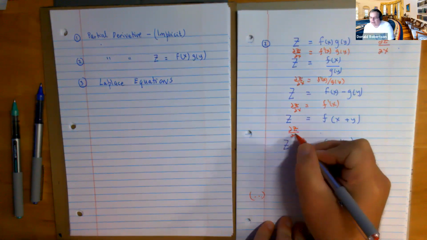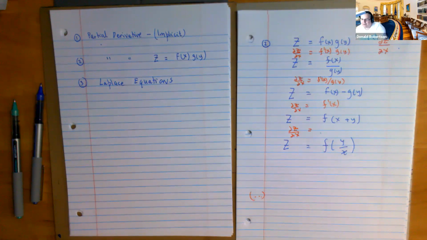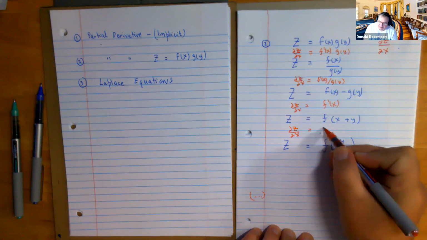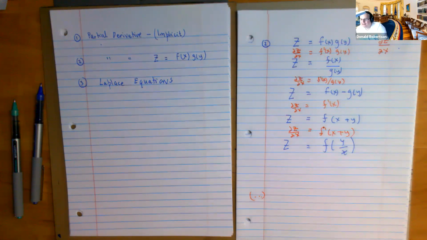Oh, this one might get you thinking. f of x add y. Partial derivative with respect to x. It's almost not an answer at all. It's just f dashed of x add y.